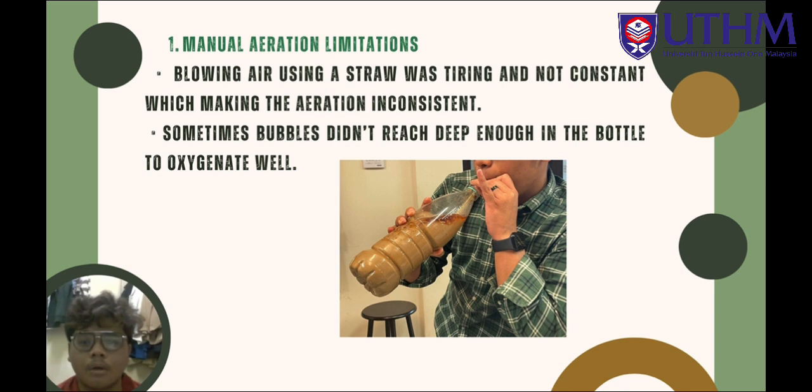One of the few challenges that we faced while doing this project, the first one, is manual aeration limitation. It is because we use a straw and we blow air into the model waste. Blowing air using a straw was tiring and not constant, so it made the aeration inconsistent, while sometimes the bubbles didn't reach deep enough in the bottle to oxygenate well for the sludge.